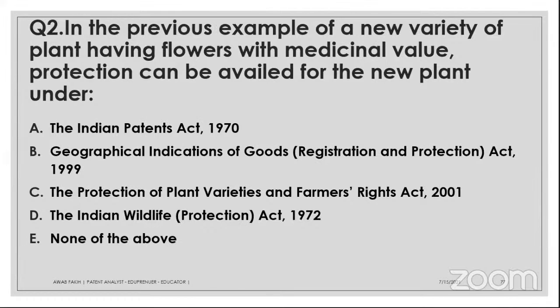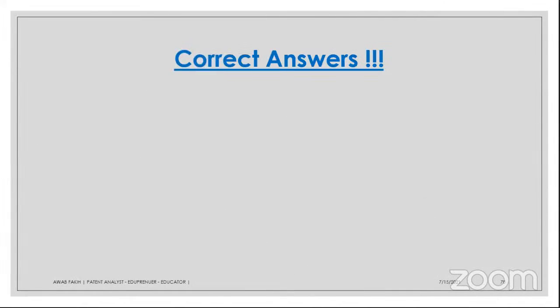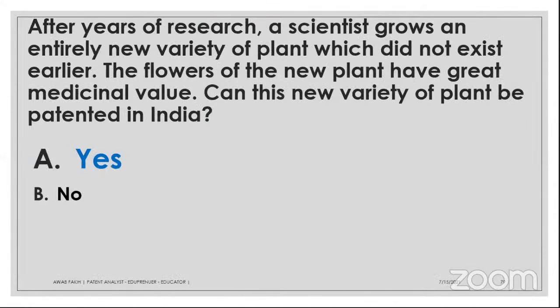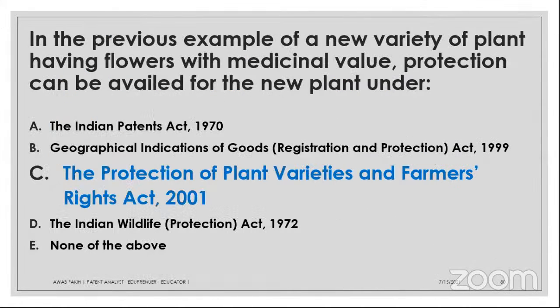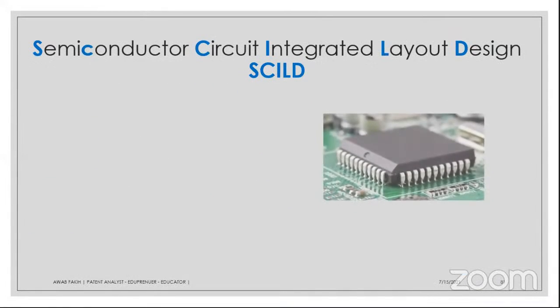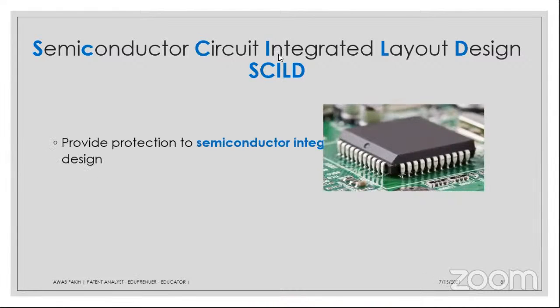This is the second last type of IPR. Then the last one is your SCILD. We started on time, we'll finish on time. The Protection of Plant Varieties and Farmers' Rights Act 2001. And the last one, here we go, is your semiconductor integrated circuit layout design.